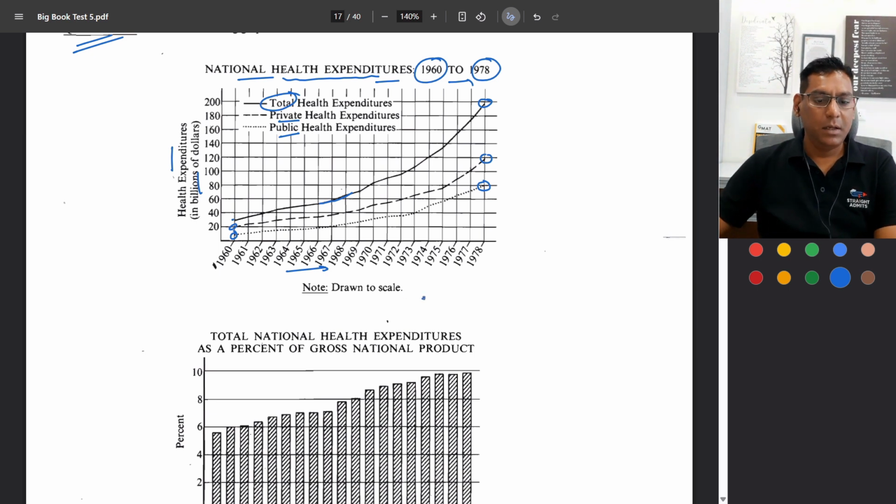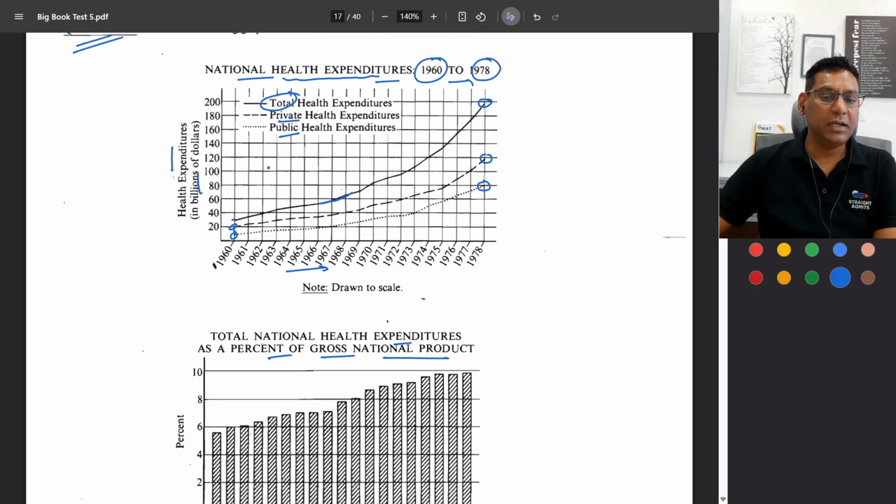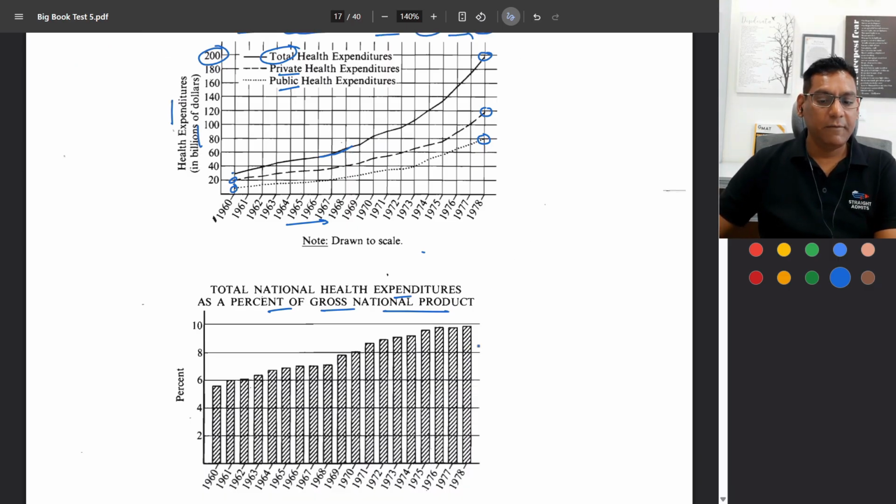Makes sense? Total health expenditure as a percentage of gross national product. Okay, so this is the total health expenditure. For example, in 1978, $200 billion was total health expenditure, which was what, 9.9% of the whole GDP.